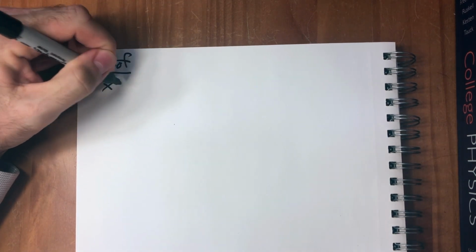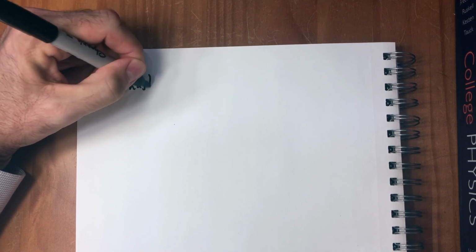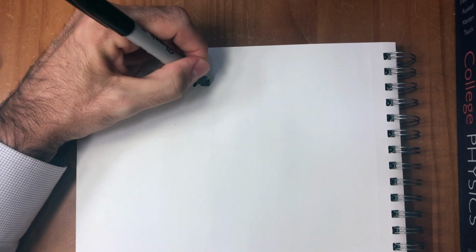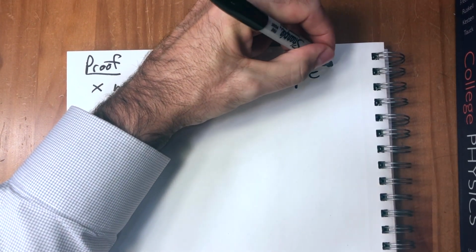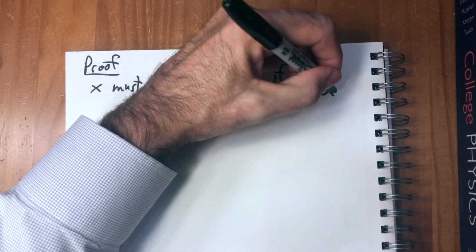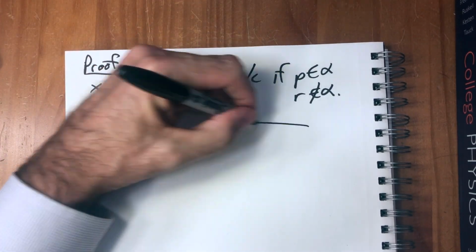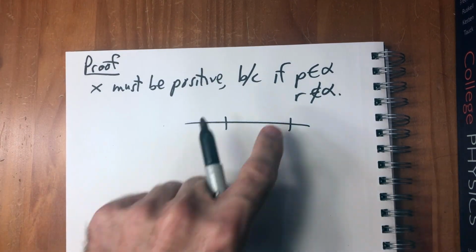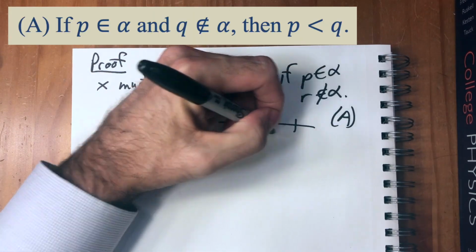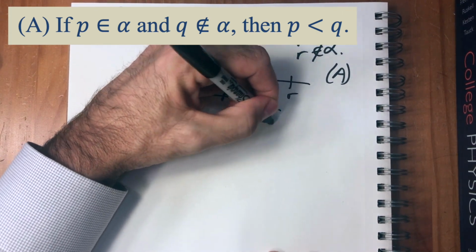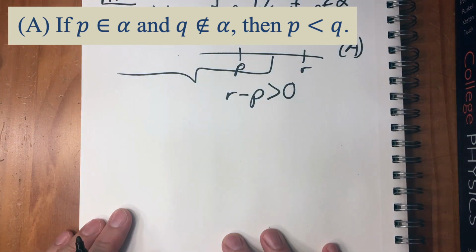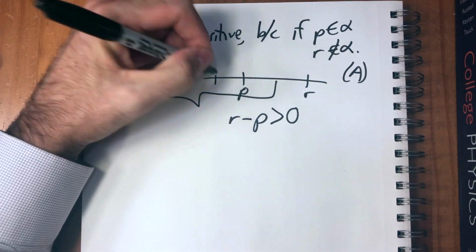Proof. So first I'm just going to point out that x must be positive because if p is an element of alpha and r is not an element of alpha, that means that on the number line, r is going to have to be bigger than p. This is our result A. Whoops, p has to be less than r. That means that r minus p is always going to be bigger than 0.